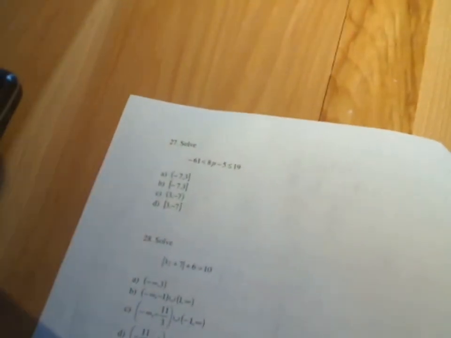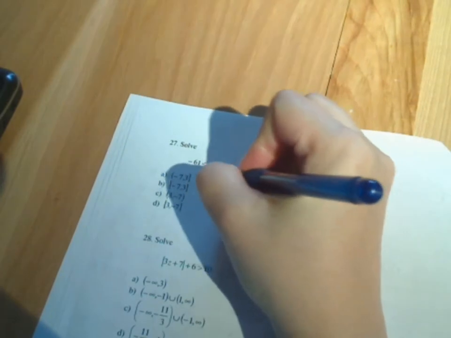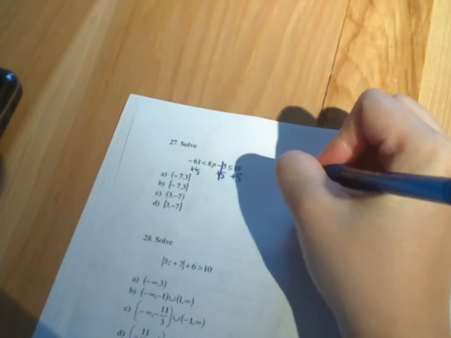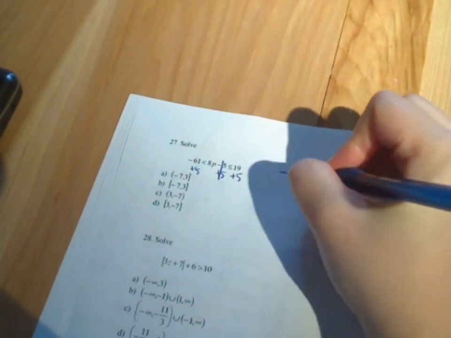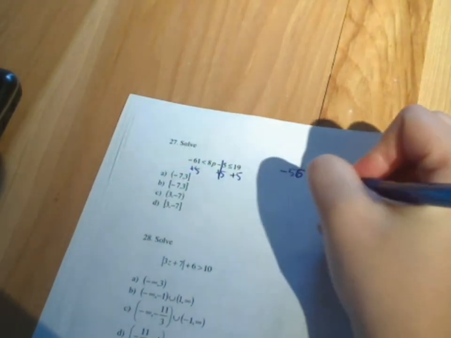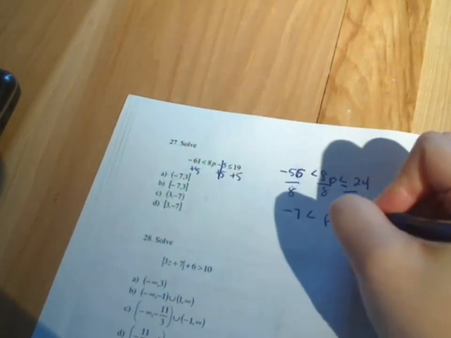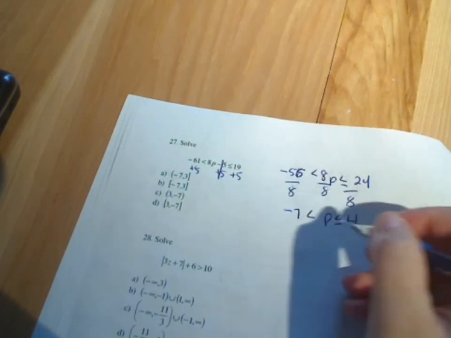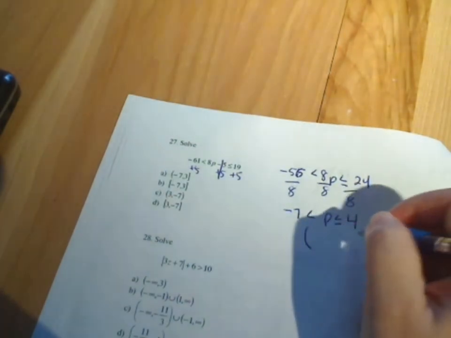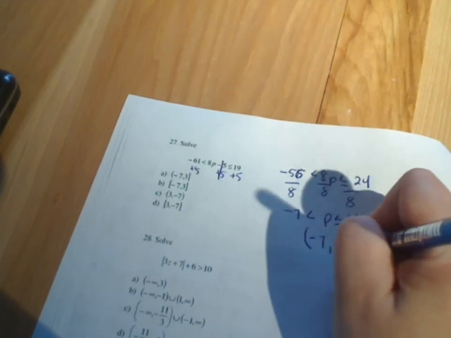Alright, number 27. I want to get the variable by itself in the middle, so add 5 to everything, all 3 parts. You get negative 56 less than 8p, and then 24. Divided by 8 on everything: negative 7 less than p, and then 4. Alright, so just watch your notation. Because this is not underlined, it's a parenthesis here. Because this is underlined, it's a bracket here.